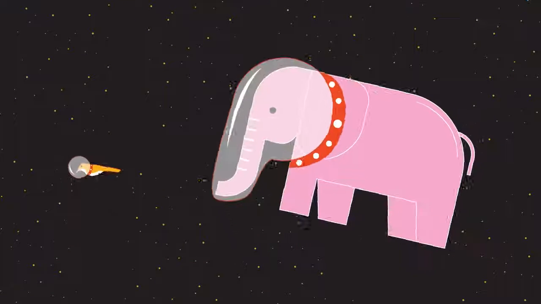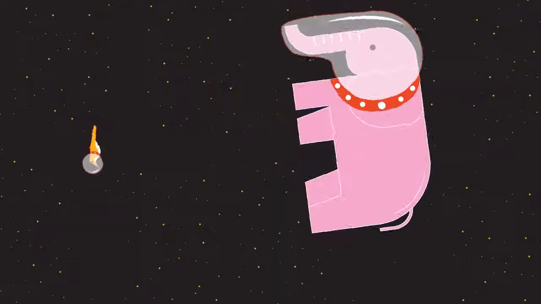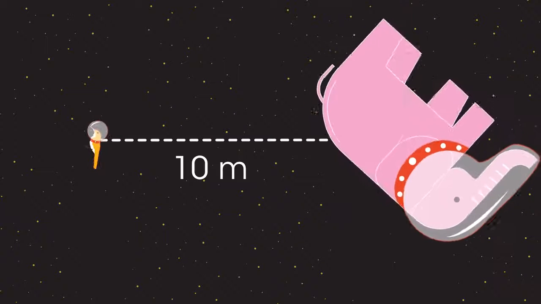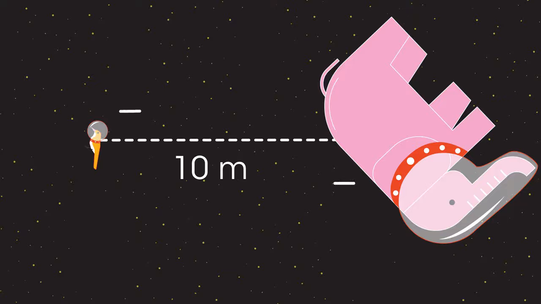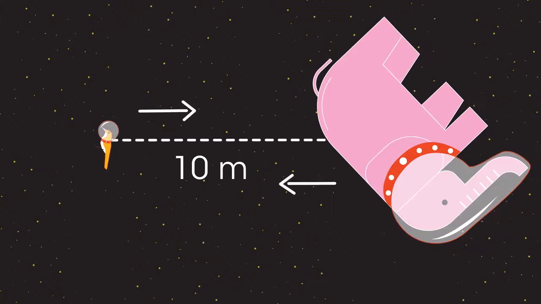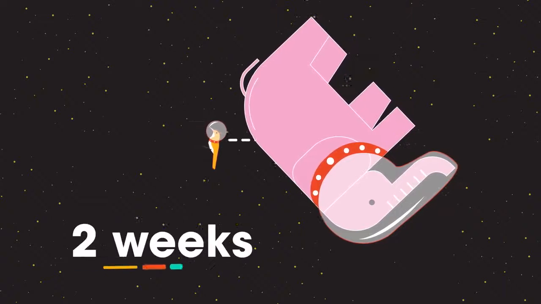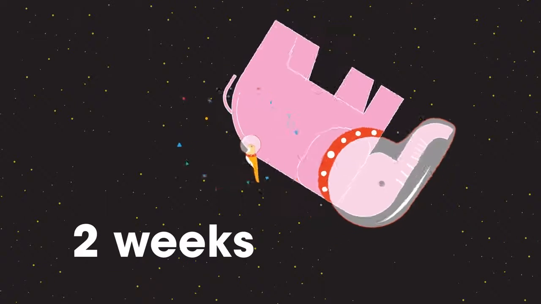However, if these two were in outer space, far from any stars, and 10 meters apart, they would experience this tiny gravitational force that would cause them to accelerate towards each other. But it would take nearly 2 weeks before they collided.